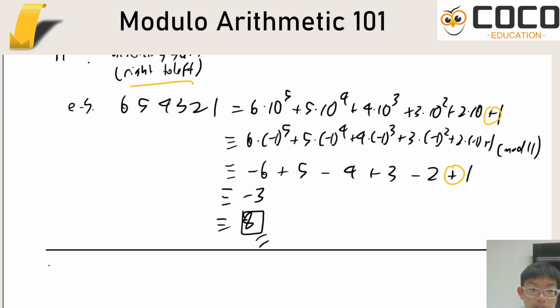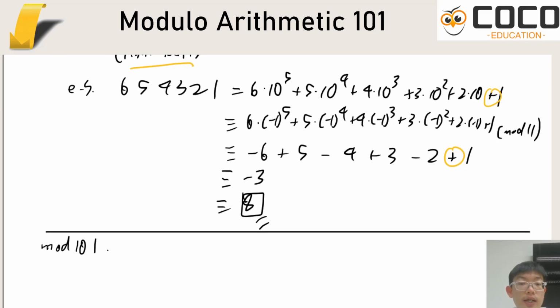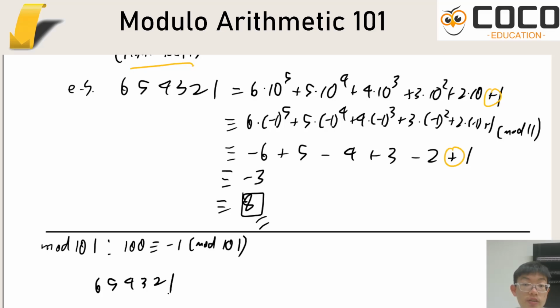So for example, if now I had modulo 101. Now if I'm working with modulo 101, I can use the fact that 100 is congruent to negative 1 mod 101. And so if, let's say, I had 654321, do we have a divisibility test for 101?